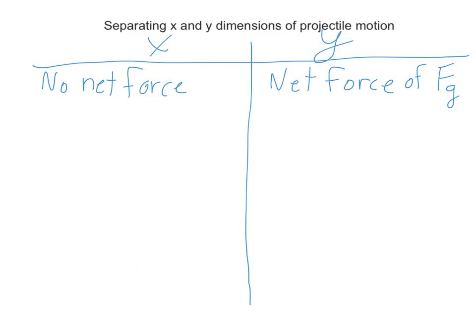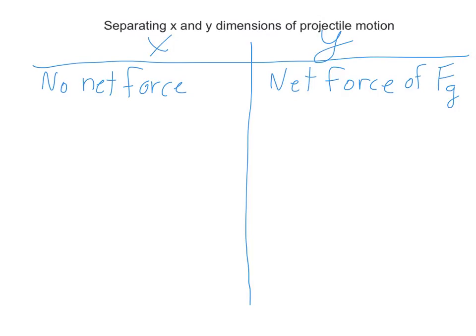So just as Galileo did hundreds of years ago, we're going to separate the motion of a projectile into x and y dimensions. And that's what this T-chart here is for. So make sure that you make something similar to this in your notes.